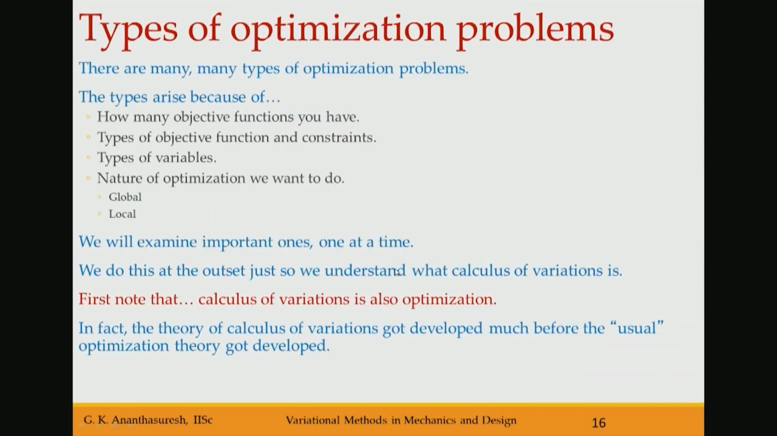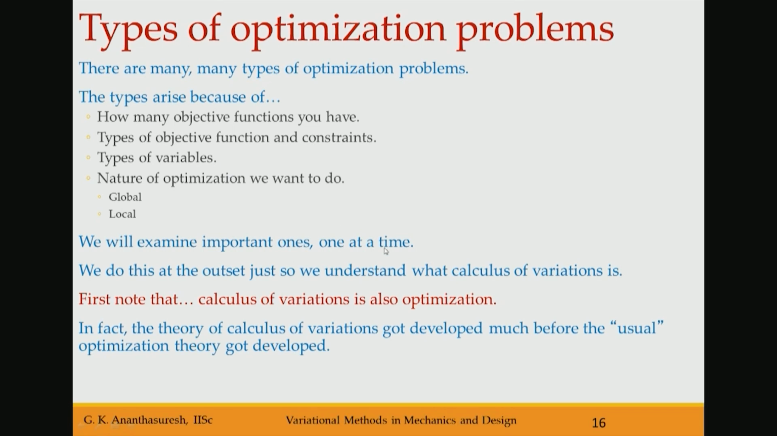Okay. Now, let us look at different types of optimization problems. There are many types of problems in optimization that one can pose. The difference among all these types comes based on objective function, based on constraints, based on variables, and the nature of the problem itself, whether it is global or local. Okay. A number of problems. We will examine all of these one at a time.